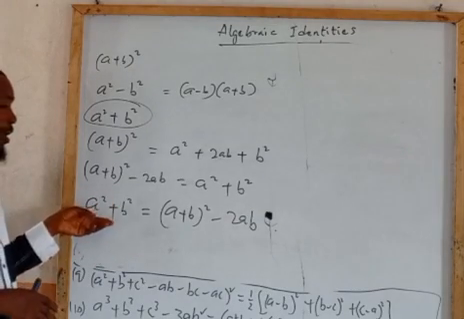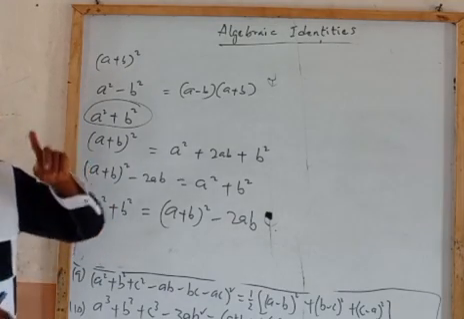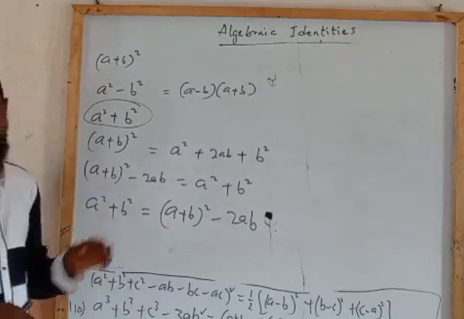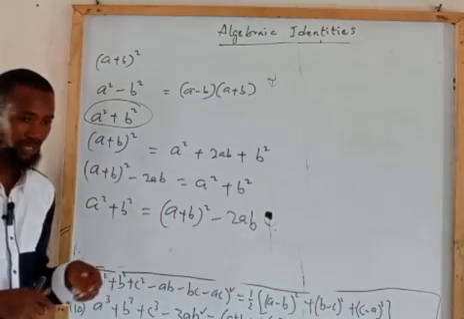But the derivation of a squared plus b squared that was given in the identity charts I wrote the other time is this. So I will rub this out now and move over to the next one.